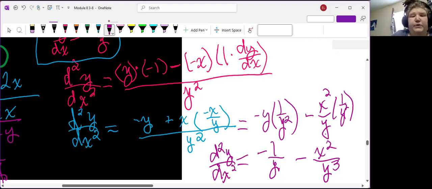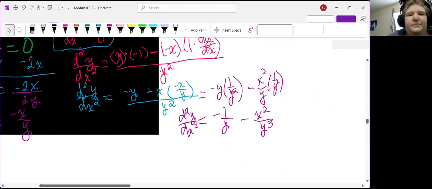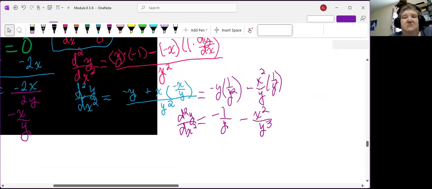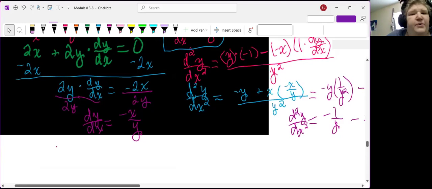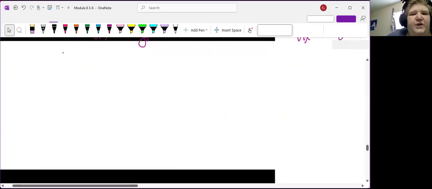Now, like I said, that blue formula there should be sufficient. This is just if WebWork is being WebWork. But still, not too bad. You just got to remember your rules. Keep remembering every time it's a y, tack on a times dy dx, because we're just following our chain rule.